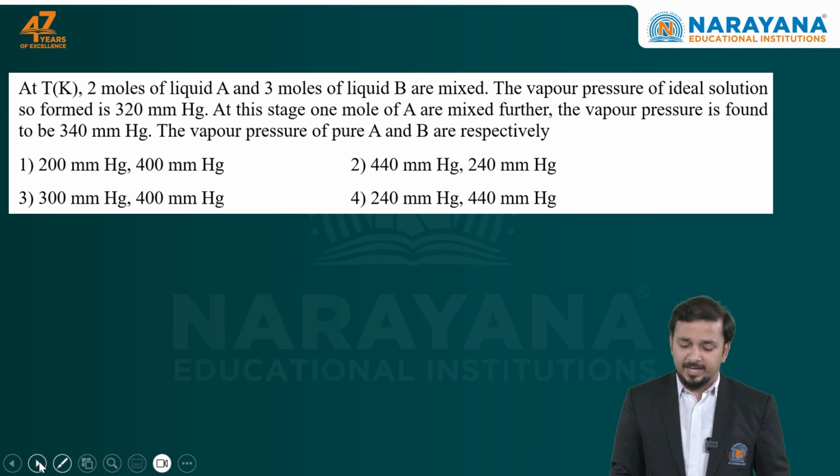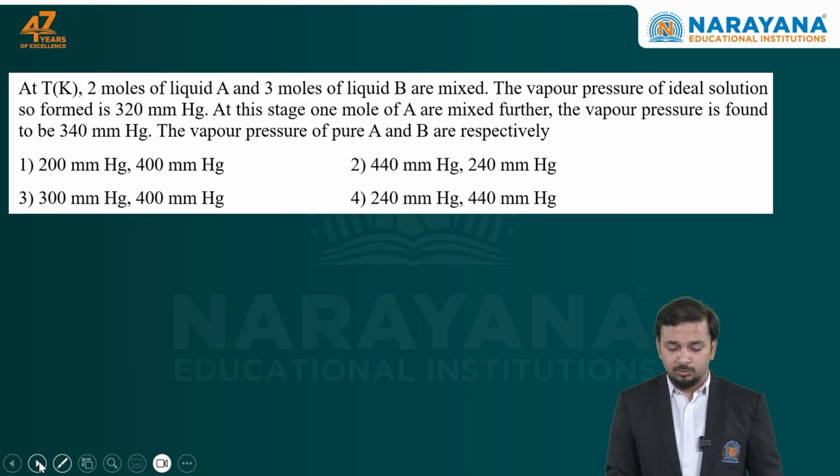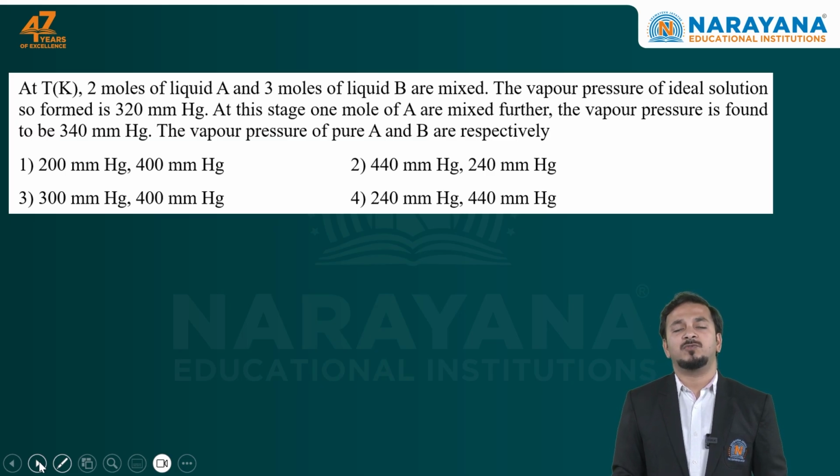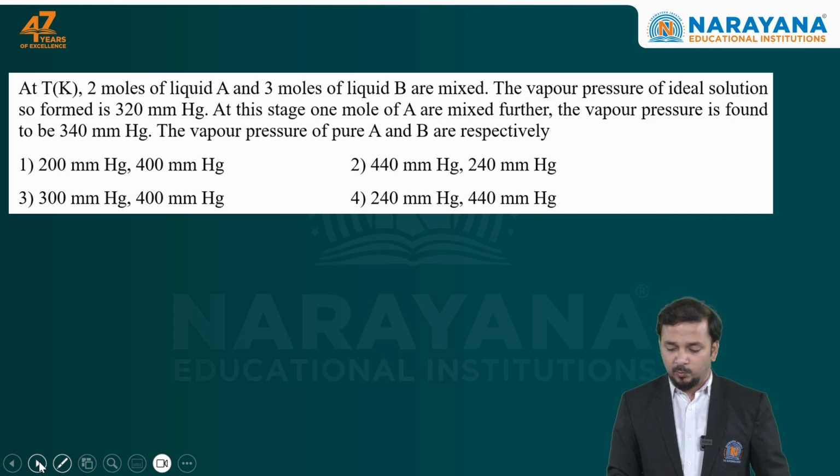The next question is: at T Kelvin, 2 moles of liquid A and 3 moles of liquid B are mixed. The vapor pressure of the ideal solution so formed is 320 mmHg. At this stage, 1 mole of A is further mixed. The vapor pressure is found to be 340 mmHg. The vapor pressure of pure A and B are respectively. So this question is from the solutions chapter, Raoult's law, and the same question was asked in the previous shift also. So let's start with this question.